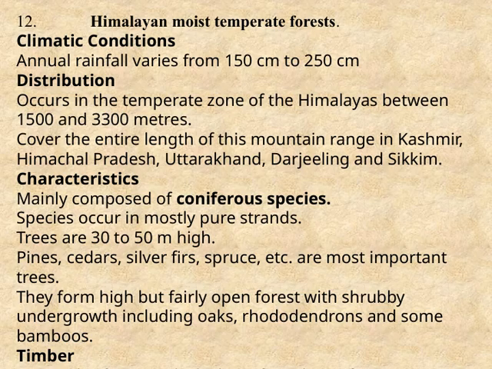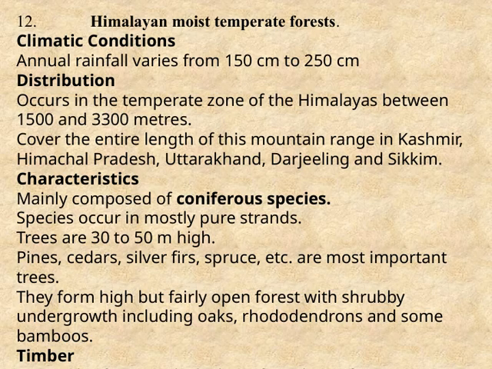In terms of distribution, these forests are found in the temperate zone of the Himalayas, at elevations between 1,500 and 3,300 meters. They stretch across the entire length of the mountain range, covering regions in Kashmir, Himachal Pradesh, Uttarakhand, Darjeeling, and Sikkim. The main vegetation here is coniferous species, which occur mostly in pure strands, so you'll see large, dense stands of these trees. They are quite tall, typically ranging from 30 to 50 meters in height.